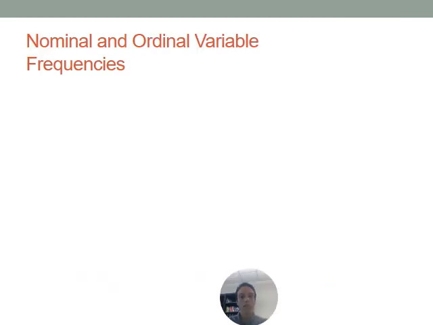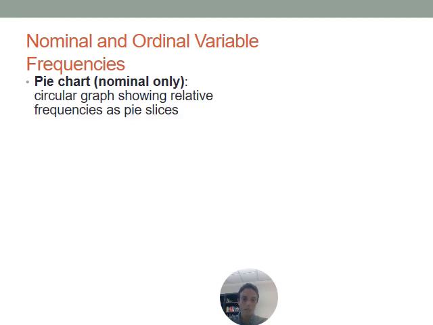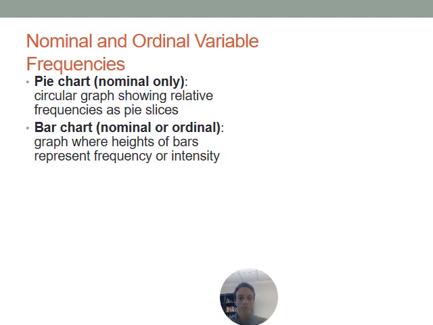The next couple of graphs I'm going to talk about are graphs for frequencies for nominal and ordinal level variables. I'll start with a pie chart, then I'll talk about the bar graph. Each of these graphs tells us more or less the same information. Pie charts are circular charts showing percentages, so relative frequencies as pie slices, and bar charts use the heights of bars to represent frequency or intensity of different kinds.